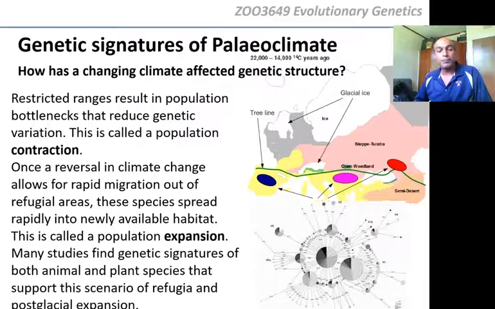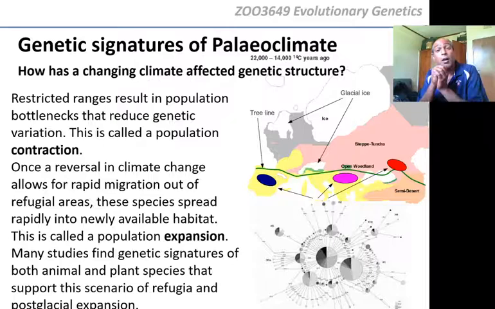Okay, so then what happens after the bottleneck, when the climate changes and now the forest becomes bigger and expands, what happens to the population? They also start expanding. They also start getting bigger. And they also start migrating between populations. And so many genetic studies find the genetic signatures of both animals and plants that support a scenario of refugia during glaciation. So during the Ice Age, a refuge in a refugia. And then after the Ice Age, a rapid expansion.